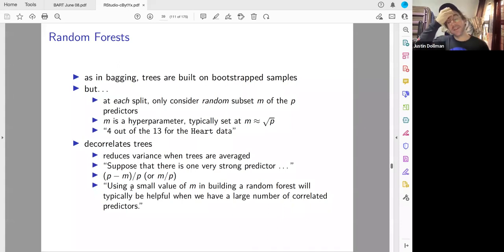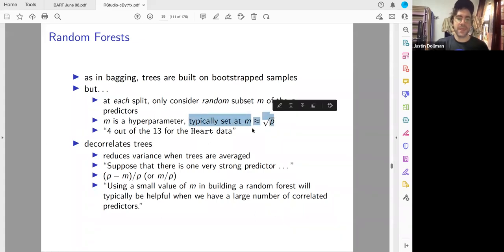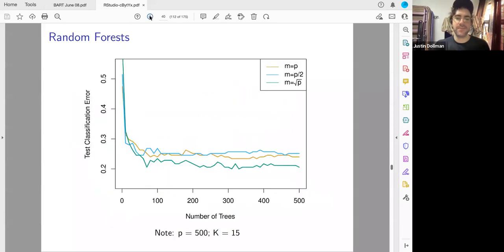And then one thing that I haven't spent a lot of time thinking about is, M is typically set at the square root of P, but surely there are reasons why you might want it to be higher or lower. And really the only thing they mention in the book, other than just doing cross-validation to find it, is that using a small value of M in building a random forest will typically be helpful when we have a large number of correlated predictors. So that's all I've got for a theoretical reason why M should be higher or lower.